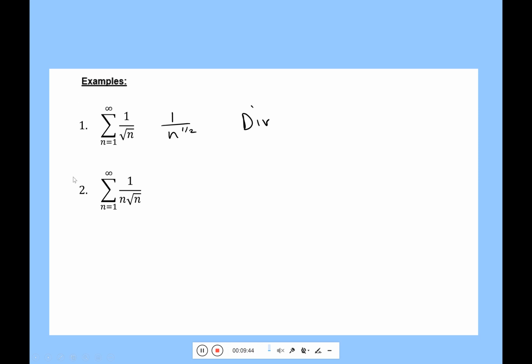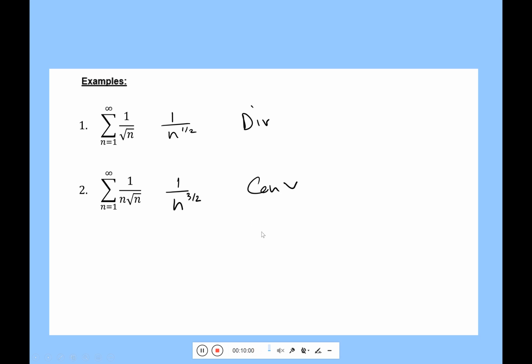What about the next one? Is it a p-series? It doesn't look like it at first, but couldn't you combine the n to the 1st and the n to the 1/2? Isn't that just 1 over n to the 3/2? All right, there we go. And the p, the exponent, is greater than 1, so it's a converge.